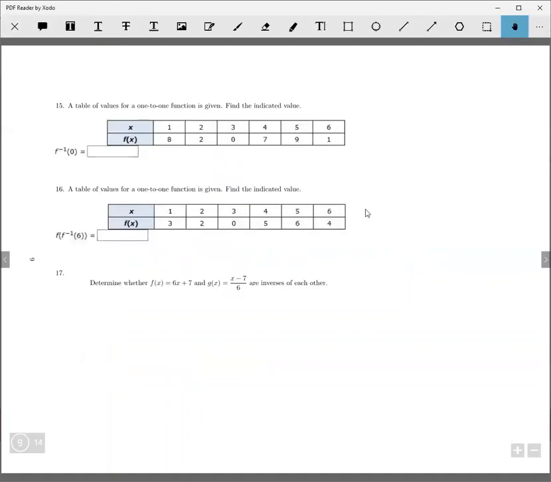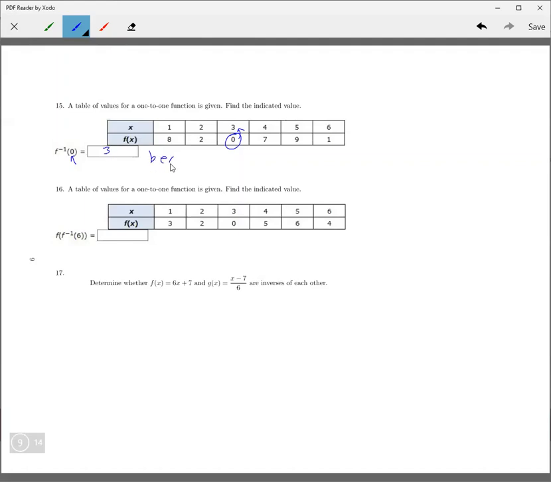Okay, number 15. It's the same thing with the table. So for this 0, you come over here and you look at this one. And the answer there is going to be 3. Okay, that's because F of 3 is 0. So the inverse will return 0 back to 3.